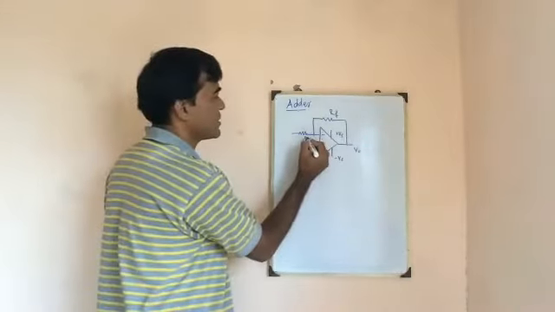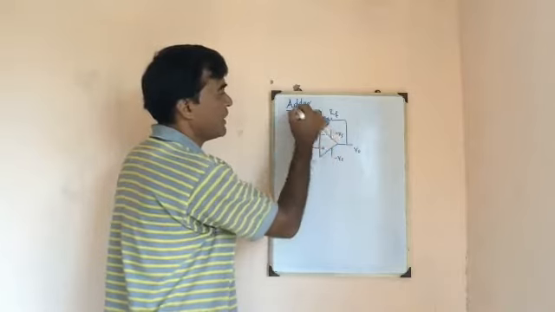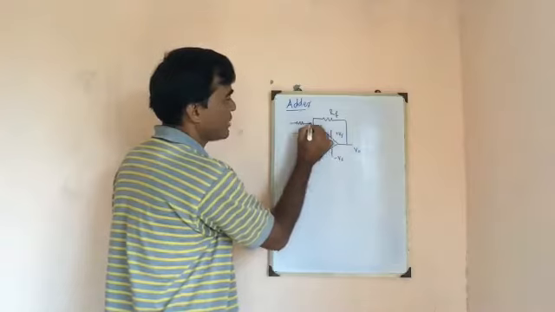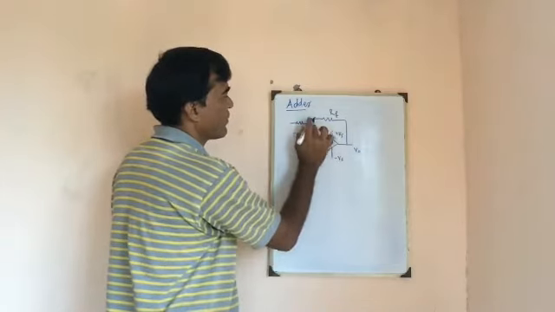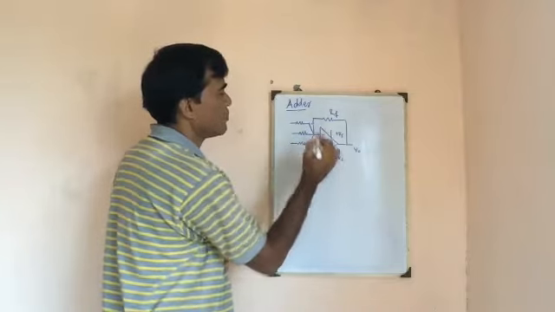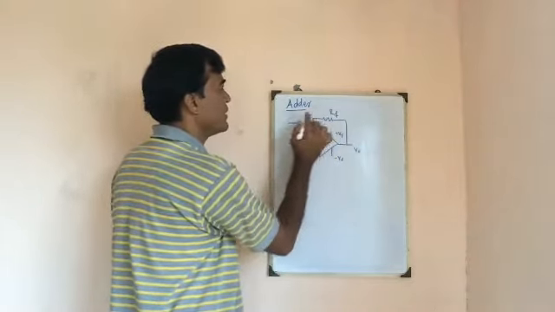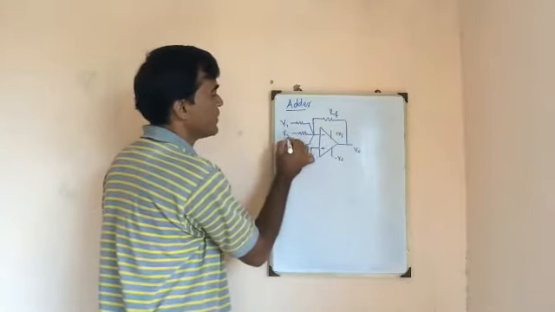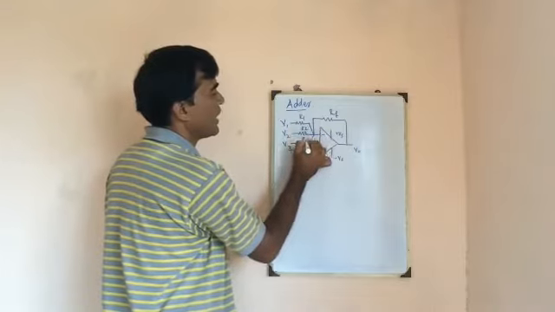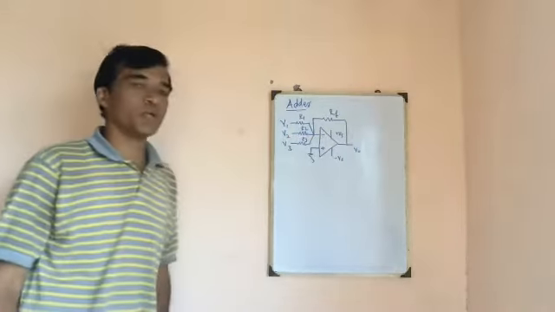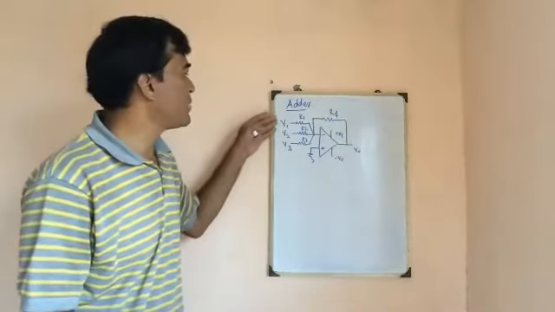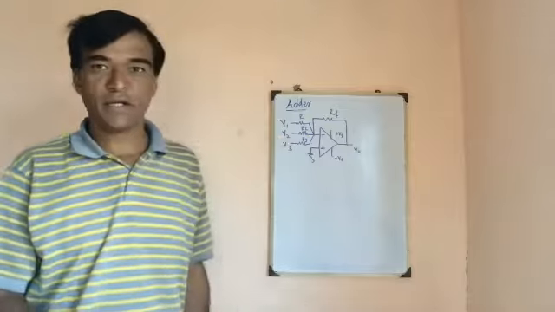Let us say this is the resistance R1. Now in the adder circuit, multiple inputs I need to apply, and these multiple inputs can be applied through resistors. Let us say three inputs are applied, V1, V2 and V3. Resistors are R1, R2 and R3. Now in this circuit we need to prove that the output voltage is directly proportional to the sum of the input voltages V1, V2 and V3.